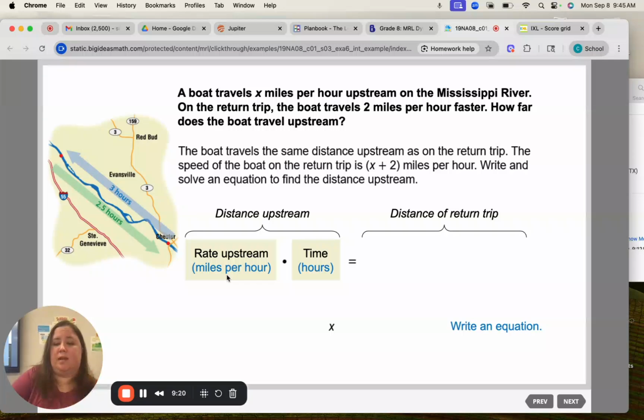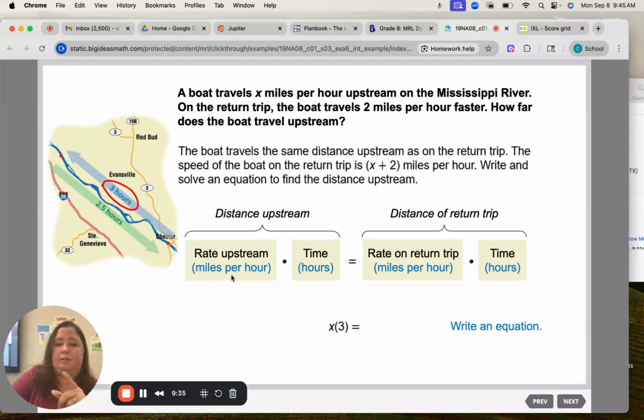The return trip, how fast we went, miles per hour, times how long it took us. So this one is where we went a little bit faster. So that's why you have the x plus 2 instead of just the x. And then times how many hours it took us, 2.5 hours. I guarantee you're going to have an equation like this you need to solve on your own. So it's probably identical with different numbers. So just make sure you take good notes in your journal on this.